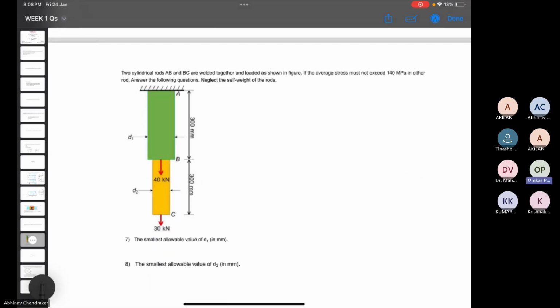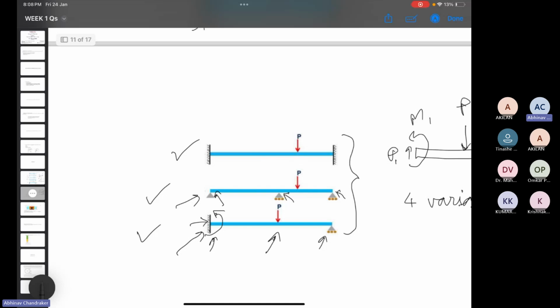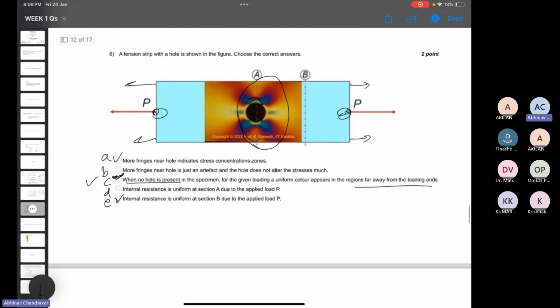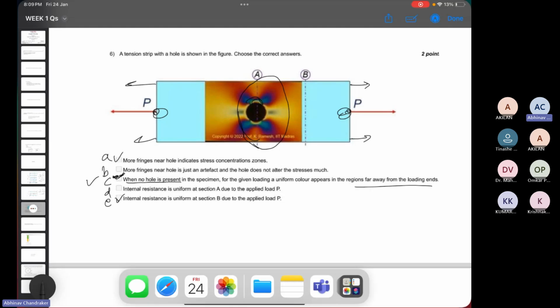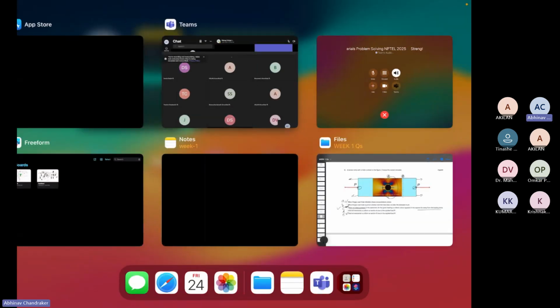Sir, so what all options were correct? A, C, and E were correct, right? We didn't discuss the E option. So option E is that internal resistance is uniform at section B due to applied load P. B is far away from the hole, so there it will be more uniform. Yes, sir, there was an effect. Actually, this was explained in sir's lecture. So he had told about the effect. I'll just go through that part in the tutorial quickly.